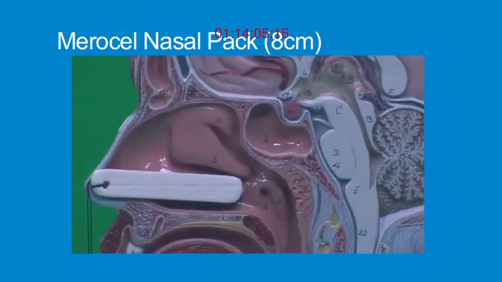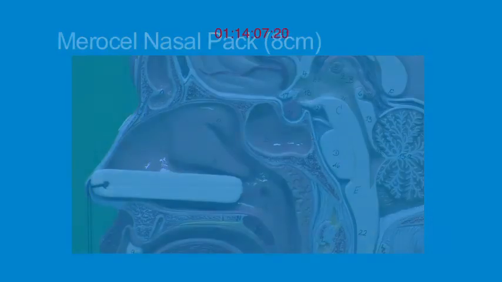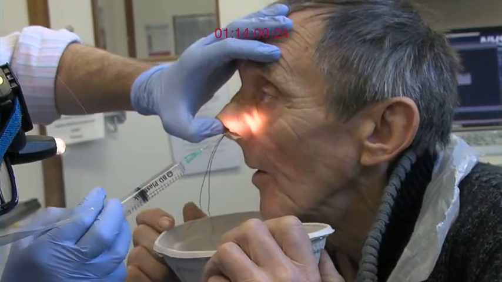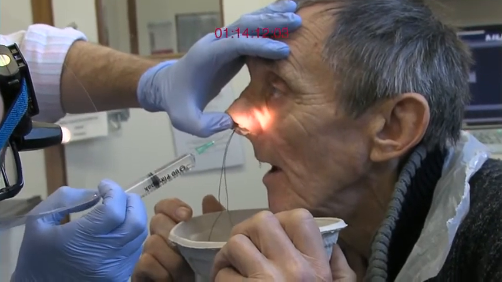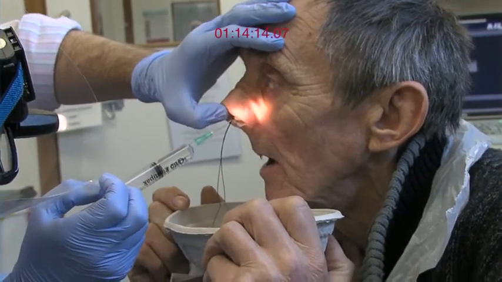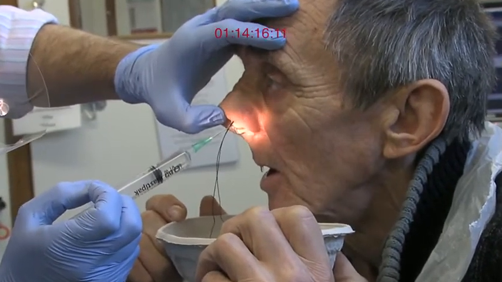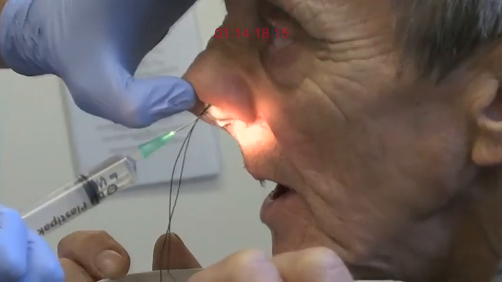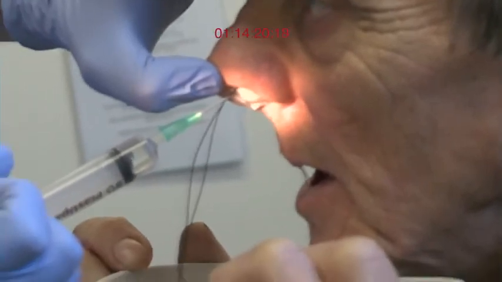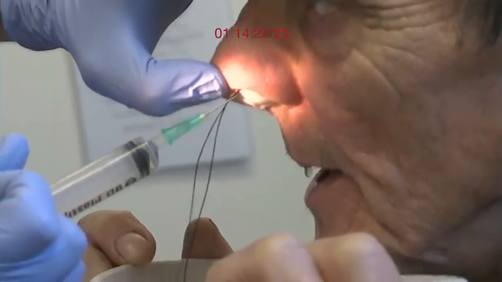The Merocel then needs to be rehydrated. Take a 10 ml syringe filled with saline and a green needle. Insert the needle into the end of the Merocel pack and slowly inject the 10 ml. The patient should hold a bowl under their chin to catch any saline that may drip out. Secure the tie on the Merocel pack to the nose or the cheek.